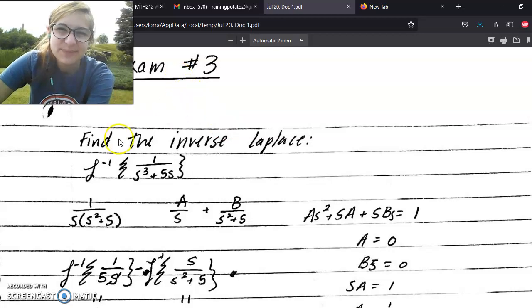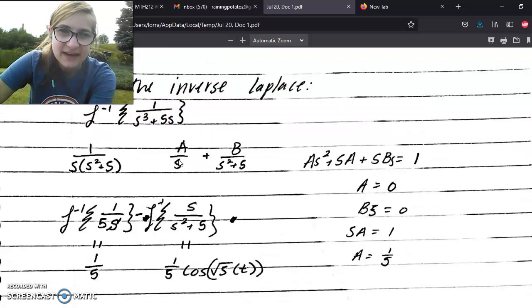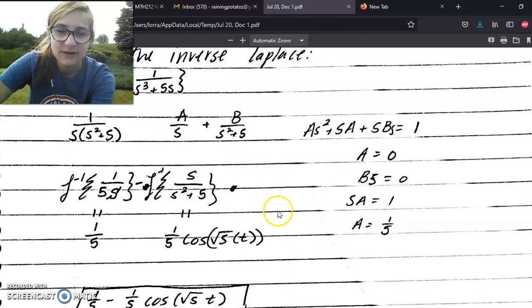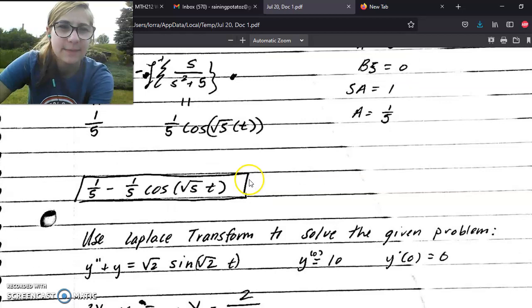And this is exam 3. So the first question was to find the inverse Laplace transform of 1 over s cubed plus 5s. In order to do that, I just took partial fractions, a over s plus b over s squared plus 5. I found a to be 1/5 and b to be -s/5. So you just take the inverse of both of these and you get 1/5 for this and 1/5 cosine of the square root of 5t. Then you stick them together and you have your answer of 1/5 minus 1/5 cosine of the square root of 5t.